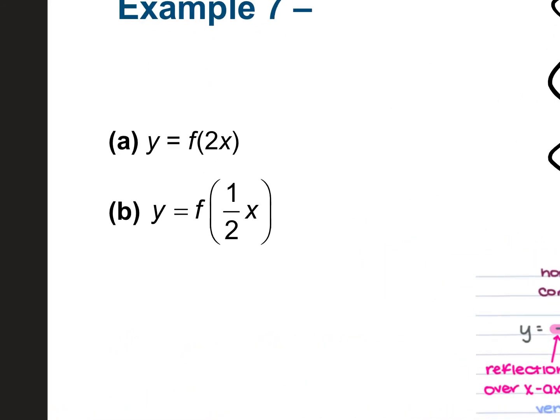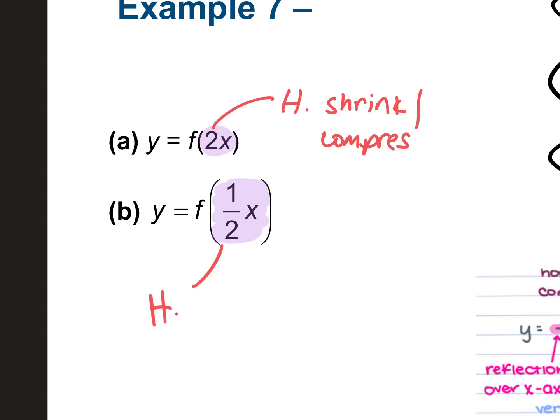Notice where your multiplication is. It's inside here. Inside. So is that going to affect vertically or horizontally? Horizontally, good. And horizontal is always exactly what we think or the opposite of what we think. Opposite. So I see a whole number of 2. In my mind, I would think that's a stretch, but I know it's really a what? Shrink or compression, good. So this would be a horizontal shrink or compression. You can write either word, doesn't matter.